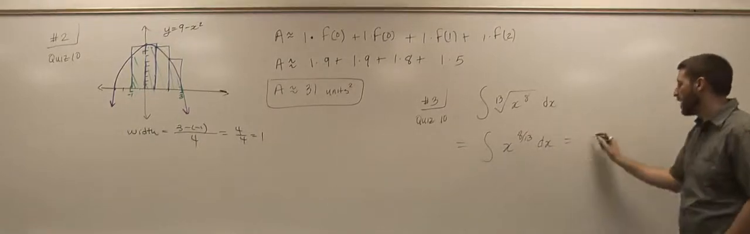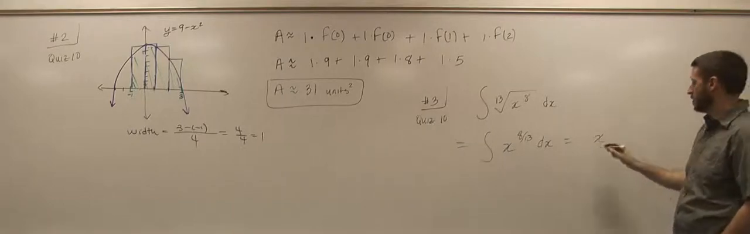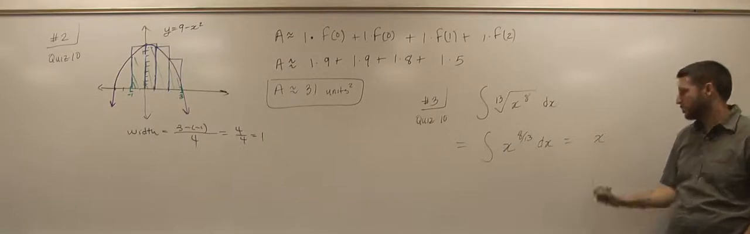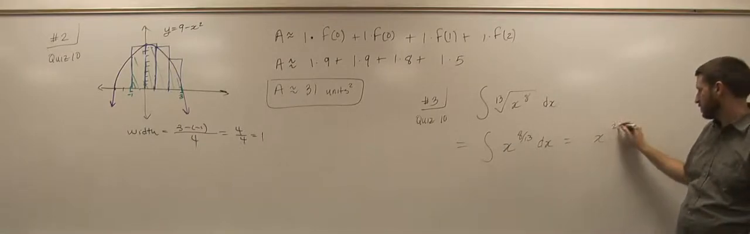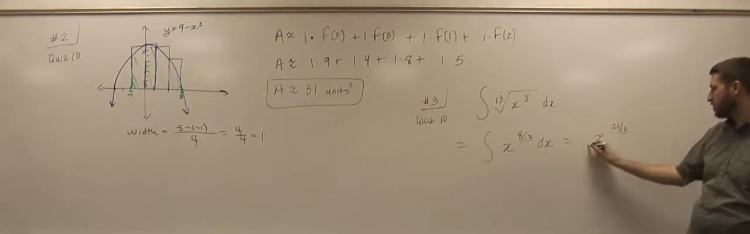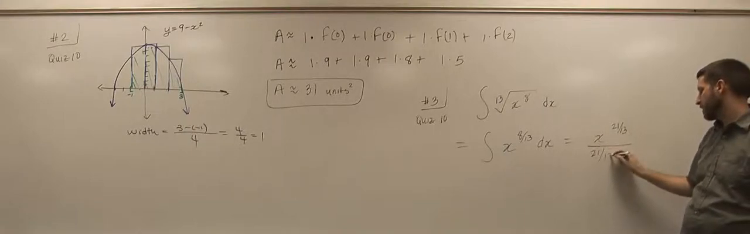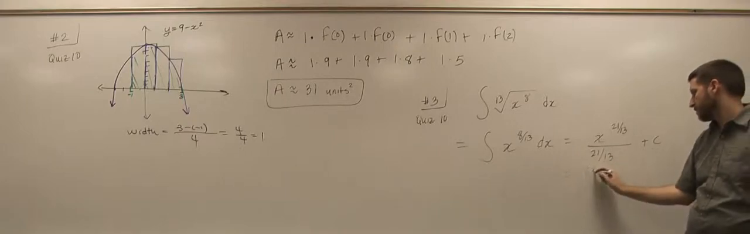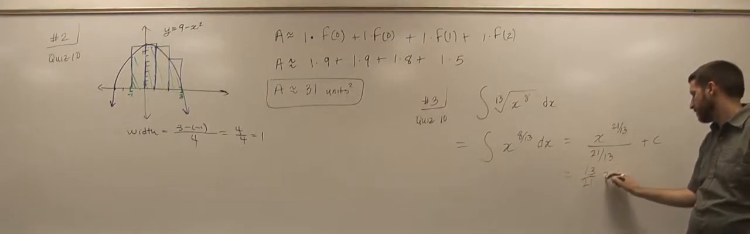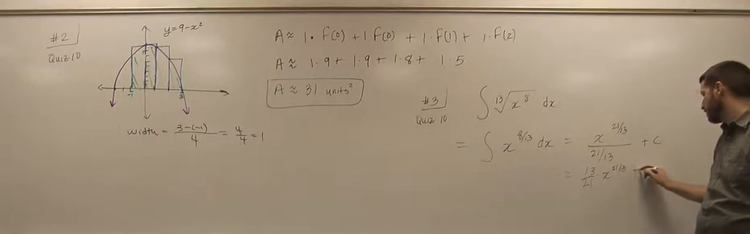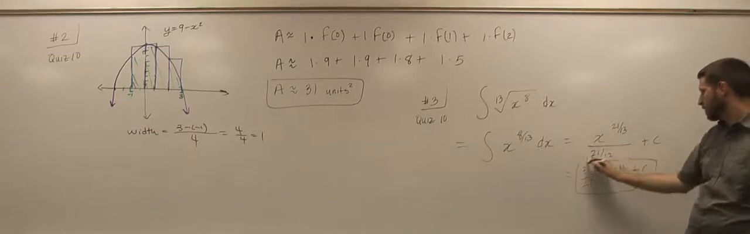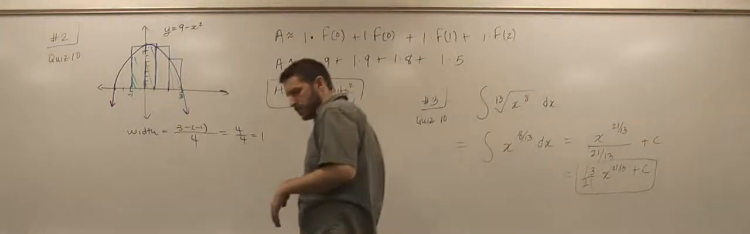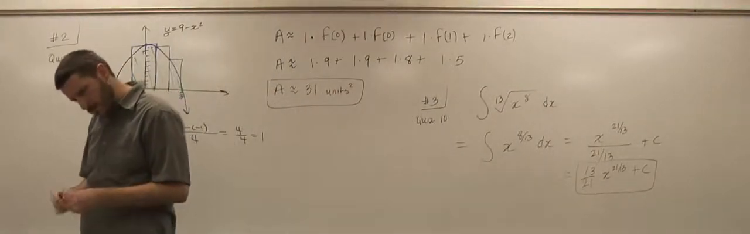So then you add 1 to the power. If you add 1 to 8 over 13, it will be what? 21 over 13? Yeah. Then you divide by that same thing, and you add C. Probably this gets flipped up. So when you divide by a fraction, you flip it up. So that would be my guess. Yeah, that's right.